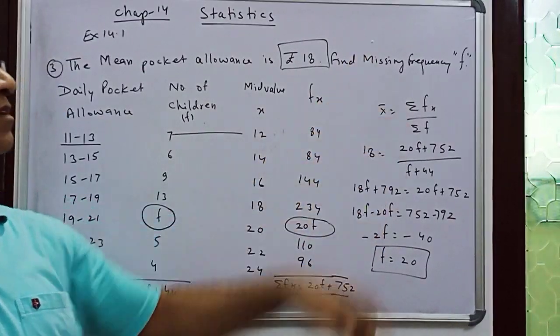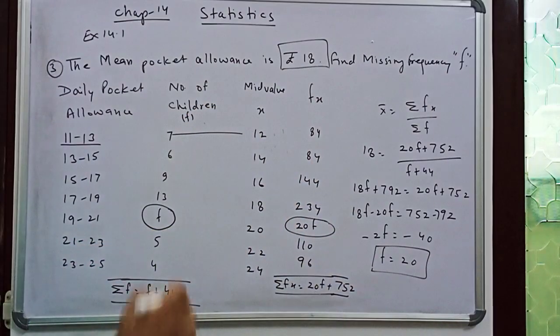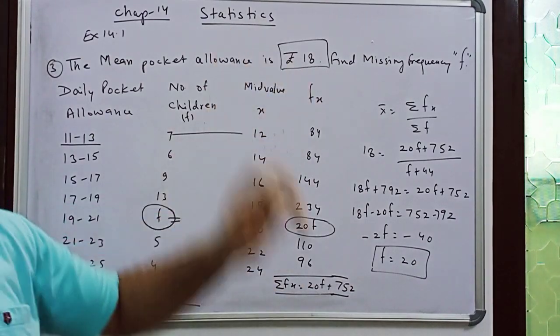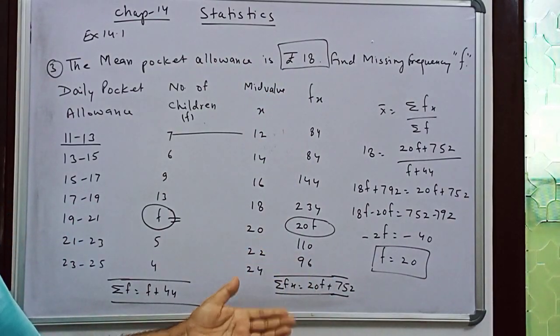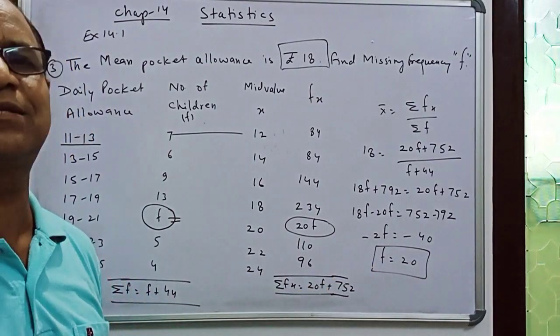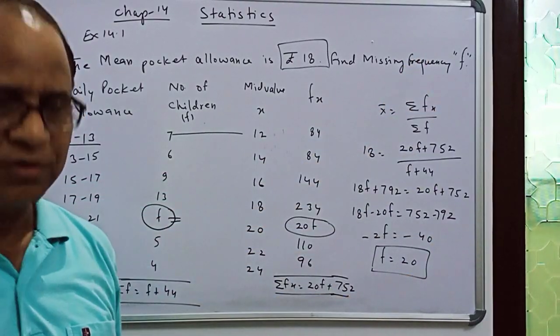So here what is the missing frequency? It is 20. Now if you want to check your answer, you can put f equals 20, and then if you find the mean, the answer will be 18. But that will be a very lengthy method. I am not suggesting you check your answer here, but the answer is 20. So the missing frequency f is equal to 20.